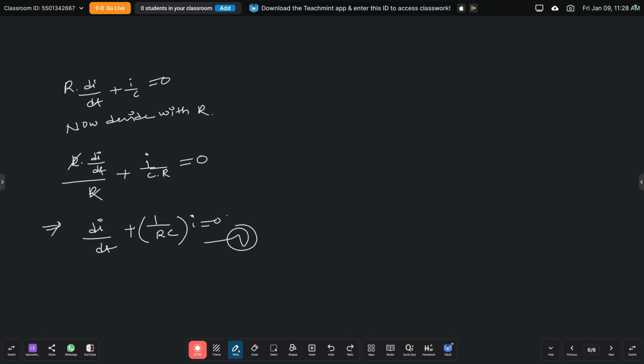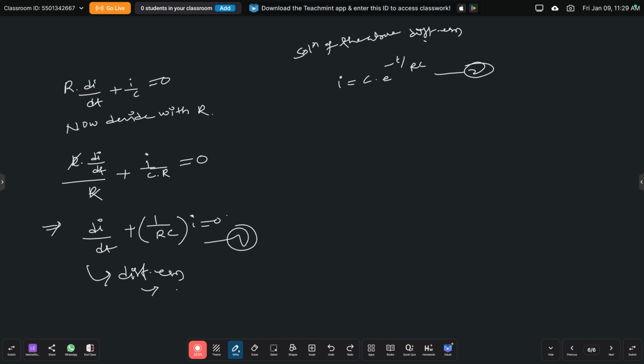This is one type of differential equation, and this type of differential equation has a known solution. The solution of this type of differential equation is given by I equals C into e power minus t by RC. Let us assume this as equation 2. So the solution of the above differential equation is I equals C into e power minus t by RC.